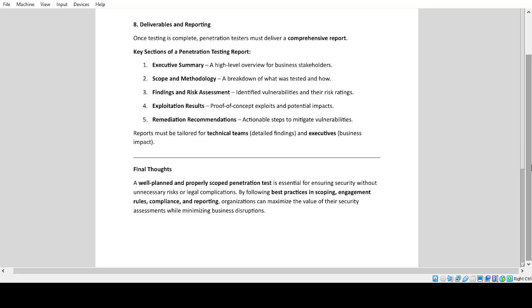Final thoughts. A well-planned and properly scoped penetration test is essential for ensuring security without unnecessary risks or legal complications. By following best practices in scoping, rules of engagement, compliance, and reporting, organizations can maximize the value of their security assessments while minimizing business disruptions.